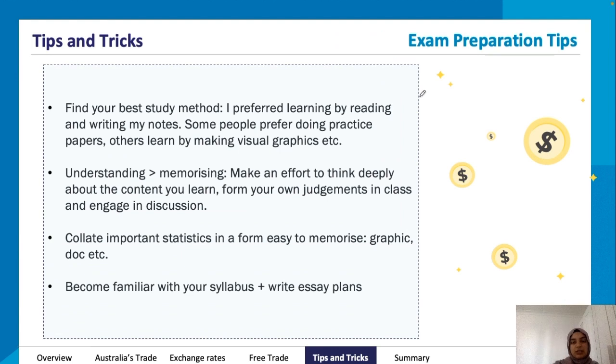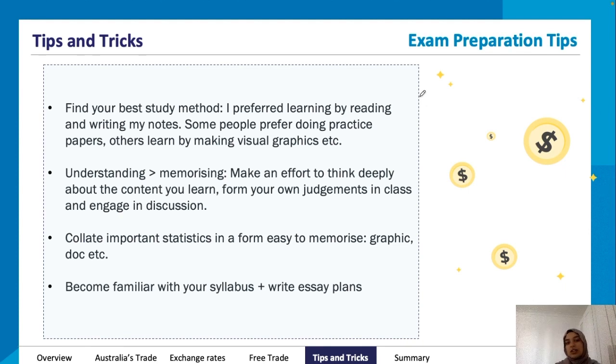Let's go through some exam prep tips. So, first of all, find your best study method. I preferred learning by reading and writing my notes. Something else I also did was I would have slides with my notes transferred onto the slides as well, and I would teach myself those slides closer to revision and exam time so that I would have a greater understanding of the content.